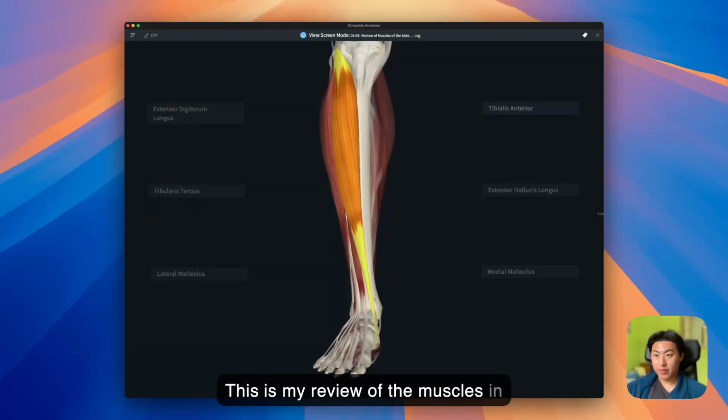This is my review of the muscles in the lower leg. So the lower leg muscles can be divided into three main parts: the anterior compartment in front, the lateral compartment on the side, and the posterior compartment behind. The posterior compartment can be further divided into the superficial muscles on the surface and the deep muscles underneath it.